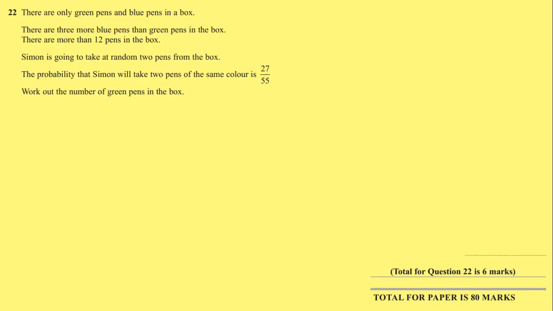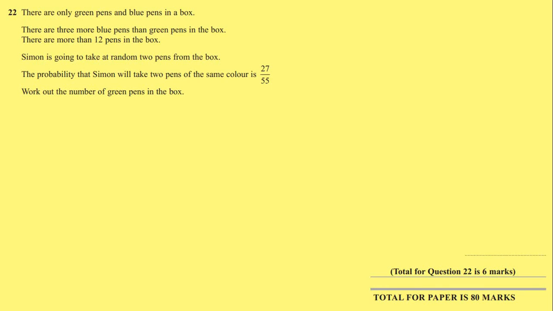So, there are only green pens and blue pens in a box. Fine. There are 3 more blue pens than there are green pens in the box. Fine. There are more than 12 pens in the box. Okay. Simon is going to take at random 2 pens from the box. Now he's taken those 2 pens at the exact same time, which means that we've got non-replacement.